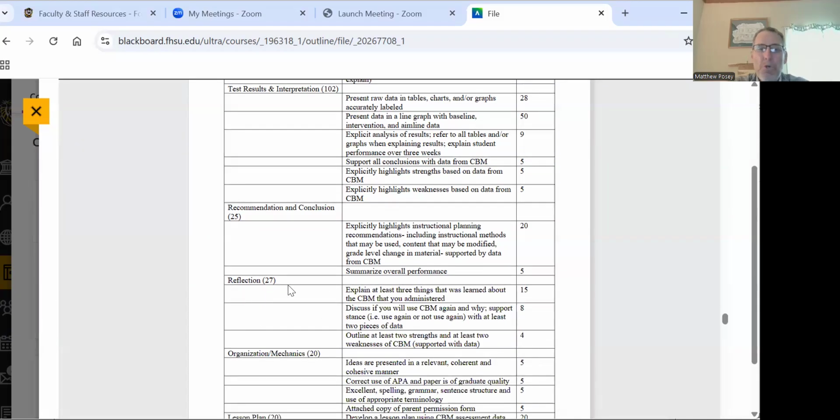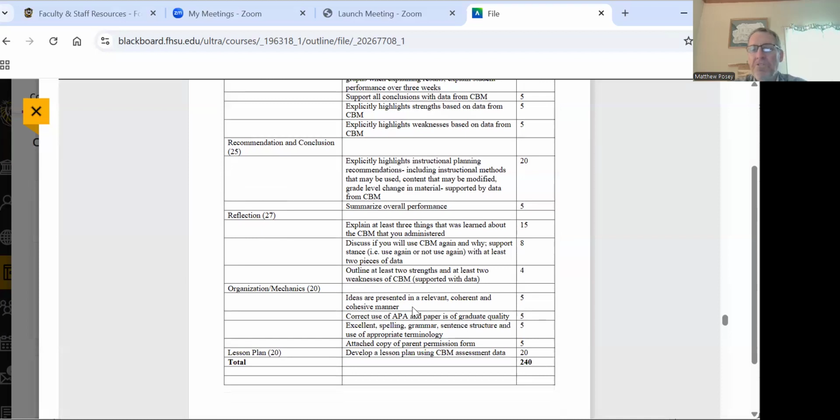The second new section, you haven't had to do this in the norm reference or the informal. You're going to add a reflection section. Don't forget to do this, guys. Add the reflection section in there. This is based on your personal feeling on what you experienced from the CBM. There's no right or wrong way to do this. It's just giving your reflective thought on these items. We're asking you to explain at least 3 things that you learned about the CBM you administered.